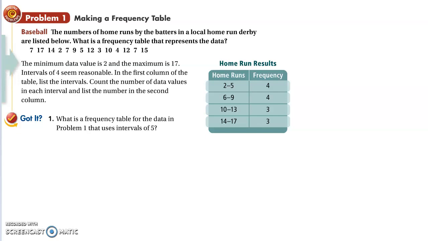The number of home runs by batters in a local home run derby are listed below. What is the frequency table that represents the data? So here they said that one batter hit 7 home runs, the next one hit 17, 14, 2.